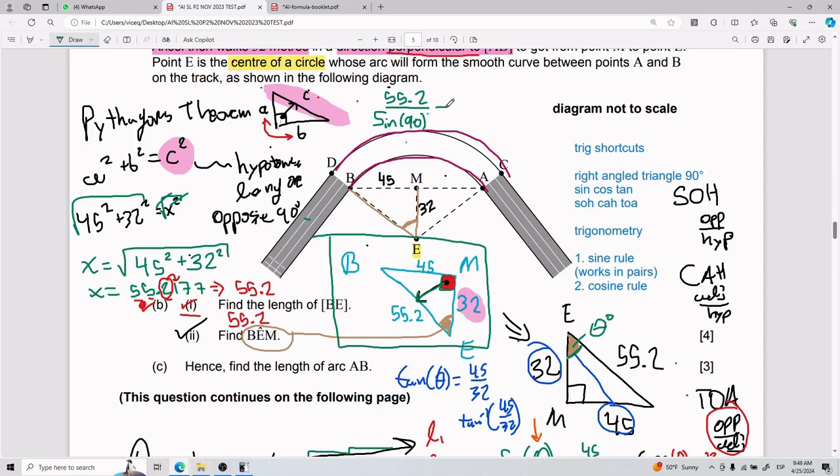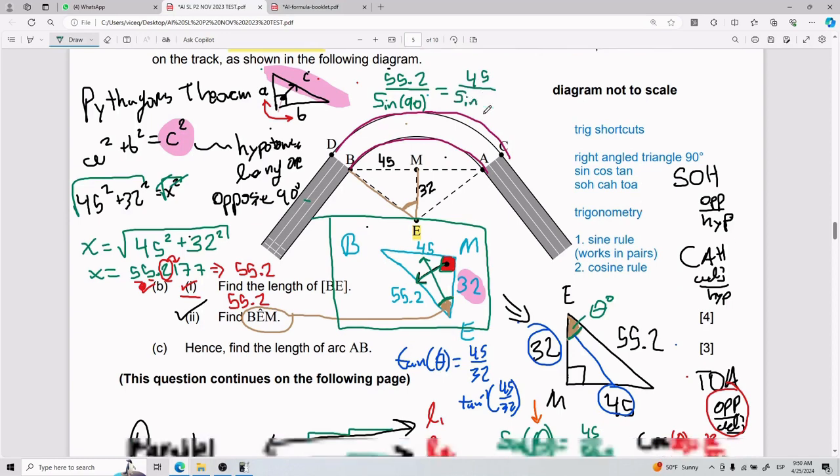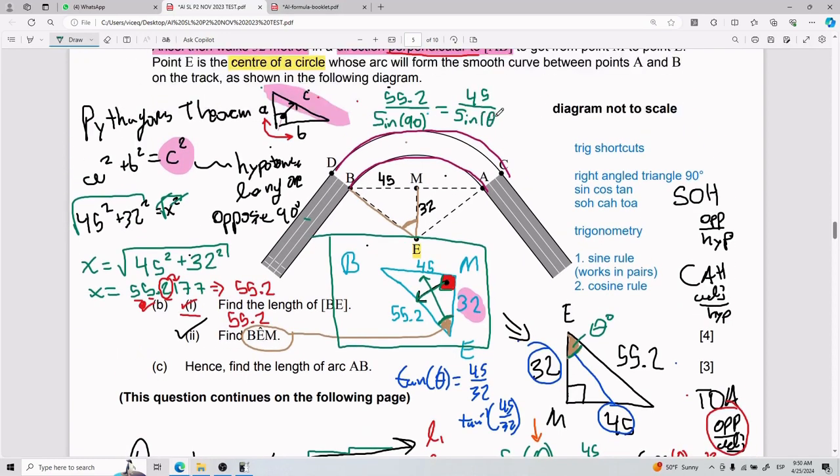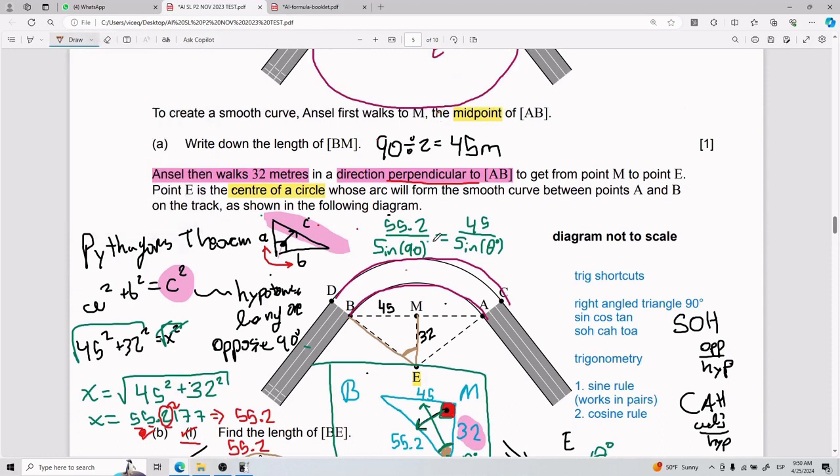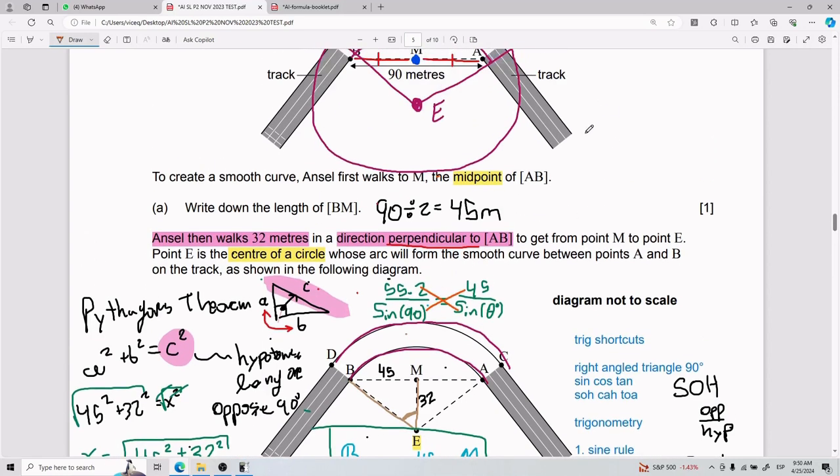And all of this is going to equal, well, you want to find this angle associated to that side. So all of this is going to equal 45 divided by sine of the angle you're trying to find. We're going to call it theta, so you're trying to find sine theta. From here, how do you solve it? You do a cross multiplication whenever you have two fractions equaling each other. So you end up with 45 times sine 90 equals 55.2 times sine theta.